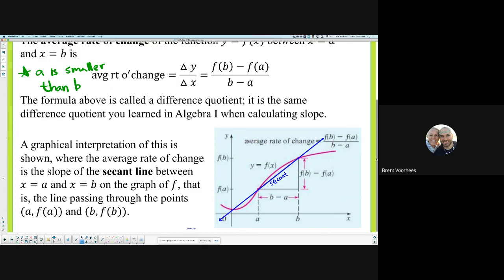You might hear me say tangent line. Later we'll have a tangent line as well. It's going to be a little bit different, but they're very much related.